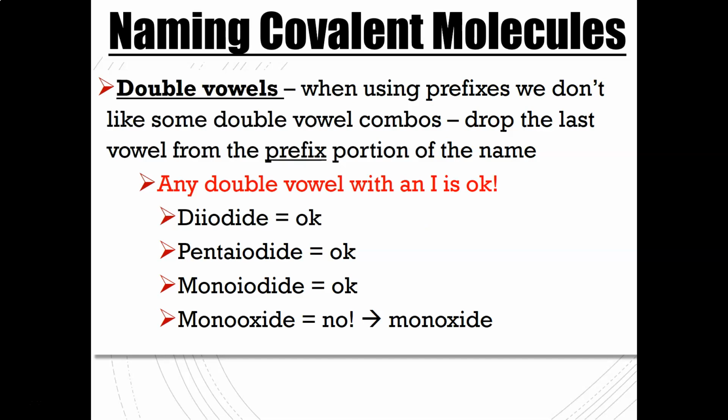Monooxide, nope, not okay. Do you see how the double vowel here does not have an I in it? What you have to do is you have to drop it, okay? So you're going to drop the vowel from the prefix and then smush it back together. So you don't say monooxide, you say monoxide, okay? That is a common mistake. People forget about their double vowels.